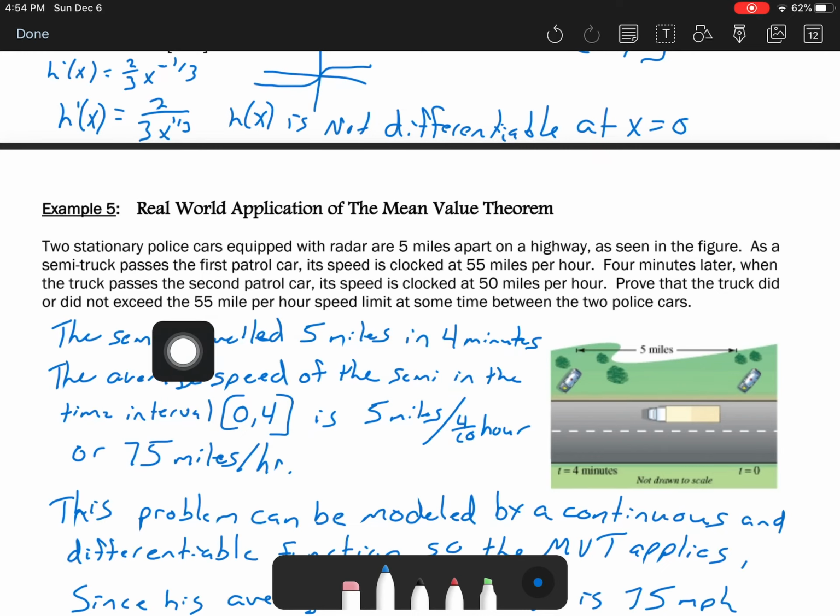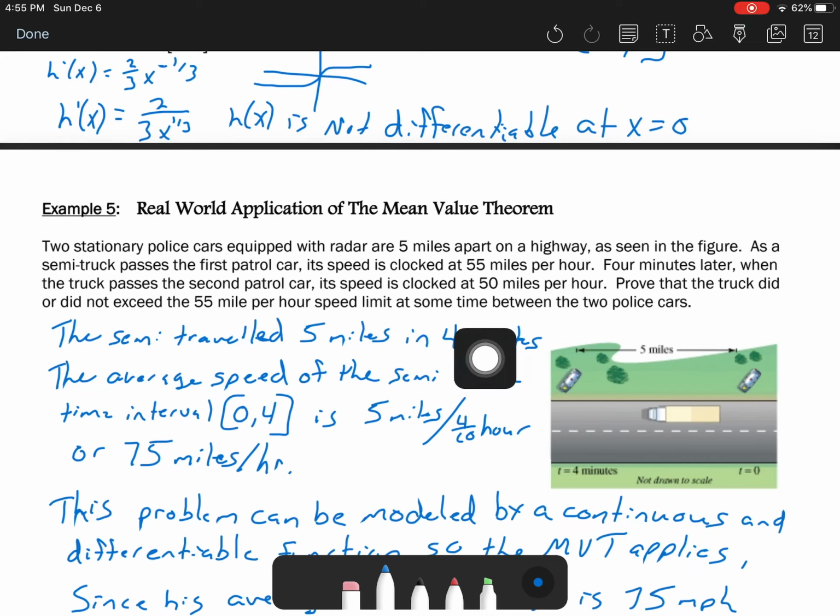4 minutes later, when the truck passes a second patrol car, its speed is clocked at 50 miles per hour. So again, he seems like he's probably okay. Prove that the truck did or did not exceed the 55 mile per hour speed limit at some time between the 2 police cars. Okay, well, seemingly he's doing all right. So the speed limit's 55. He's going 55, passing the one police car, then 50, passing the other one.